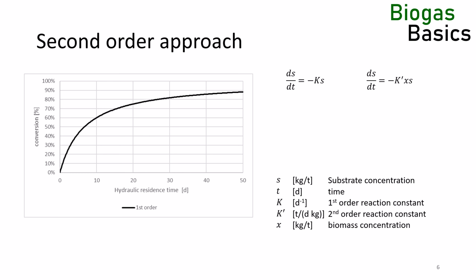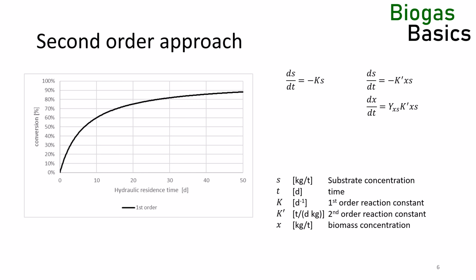We also have to balance the biomass. The biomass production is the substrate consumption times the yield coefficient yxs, or dx over dt is yxs times k prime times x times s. We assume here that there is no water incorporated in the biomass during its production. The term biomass comprises acidogenic and methanogenic microorganisms.